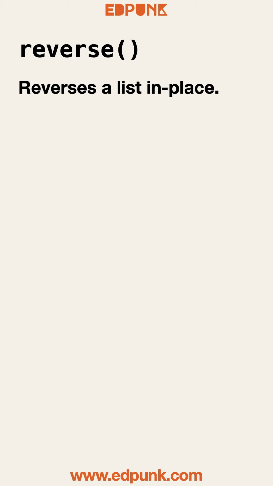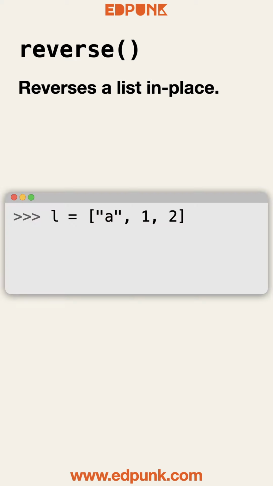For example, let us assign a list containing items string A, int 1 and int 2 to variable L. Now, to reverse the position of items in the list, execute L.reverse. Let us check out the list L. As you can observe, the list now contains the items in reverse order, starting with 2, followed by 1 and string A.